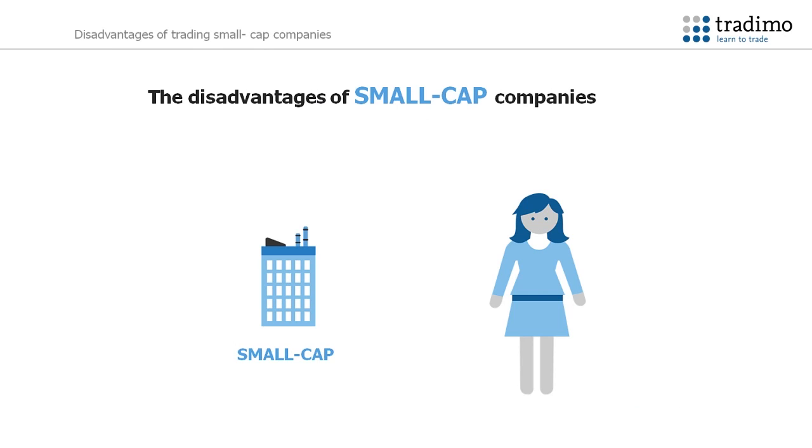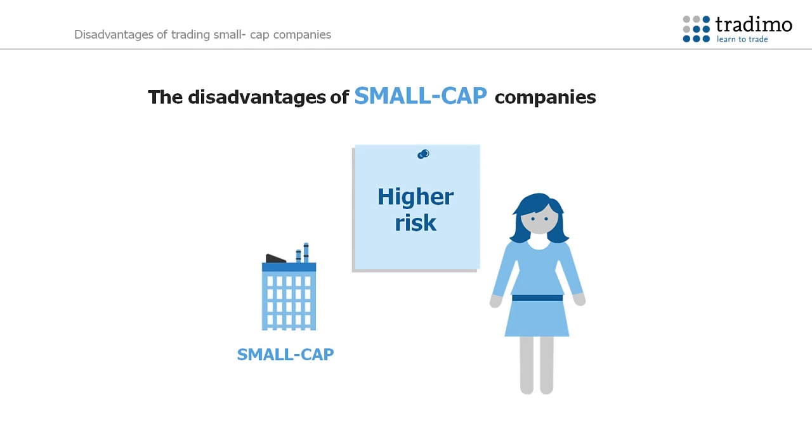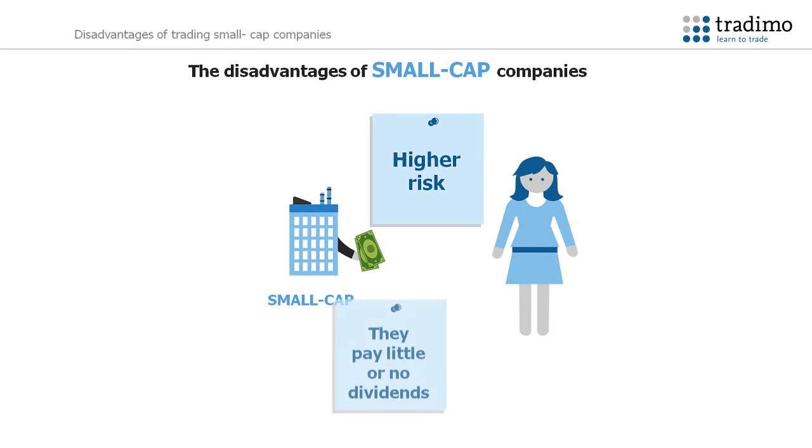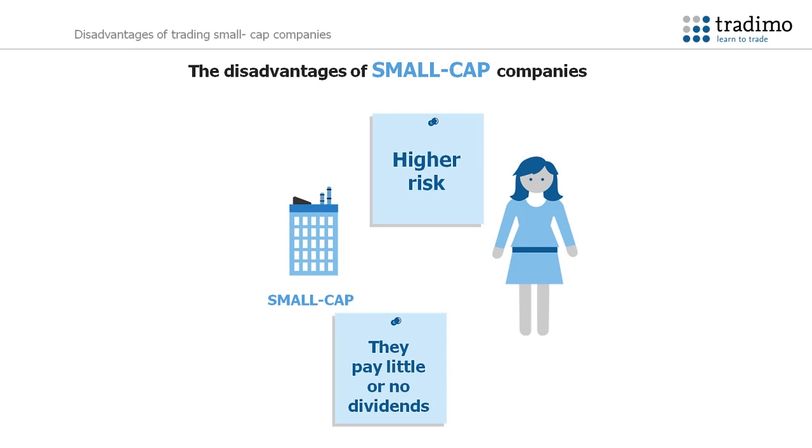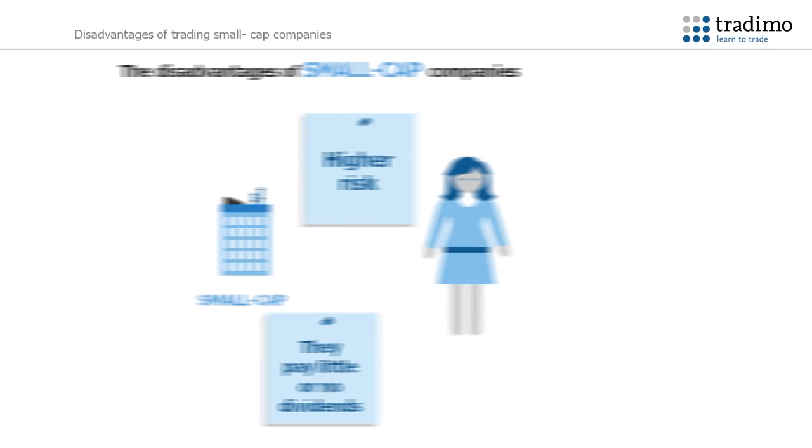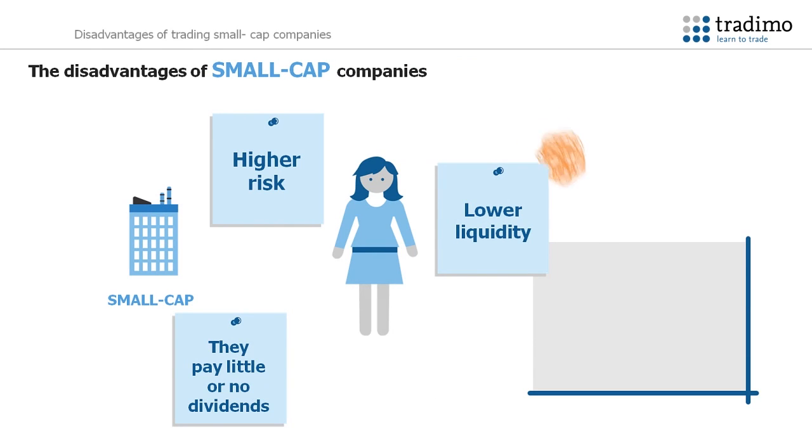Because these companies are usually new, they are normally associated with higher risk, as there is a greater chance of them going out of business. Small cap companies also pay little or no dividends to investors, as they need to reinvest their profits back into the company to allow for expansion. As a trader, you may find it difficult to buy or sell shares at the price you want when trading in these companies, as the liquidity is lower because fewer people trade them.